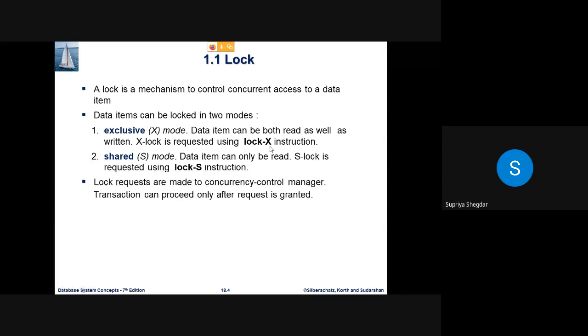Now the second mode of the lock is the shared mode lock. In the shared mode lock, the transaction can only read the data item. If the transaction has acquired the shared mode lock on the data item, then that transaction can only read the data item. This shared mode lock is requested with the help of the lock-S instruction. So for the exclusive mode lock there is the lock-X instruction, and for the shared mode lock there is the lock-S instruction. The lock requests are made to the concurrency control manager, and the transaction can proceed only after the request is granted.